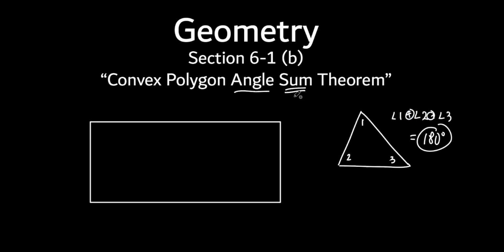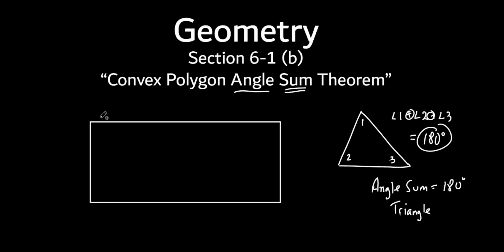That's what Io said, adding. So sum means adding. So what are we going to do? Here's the angle sum of a triangle. Angle sum of a triangle is equal to what? 180 degrees. I should put triangle right here. Triangle. All right. So what do you think the angle sum of a quadrilateral, a four-sided figure, is?